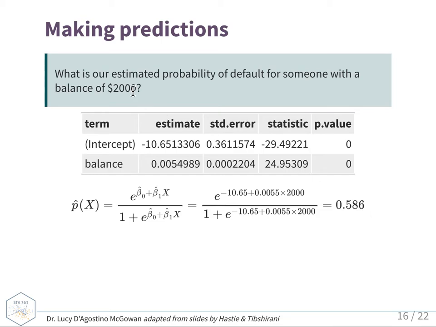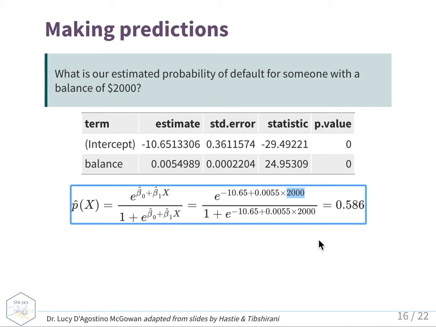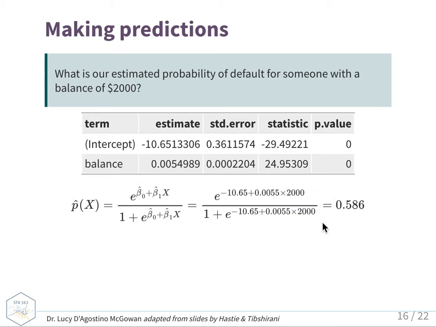Now what if we wanted to go up to $2,000? If we wanted to predict the probability of default for someone with a balance of $2,000, instead of plugging in 1,000 for x, we would plug in 2,000, and we end up with 0.586. So the probability of default for someone with a balance of $2,000 is 0.586.